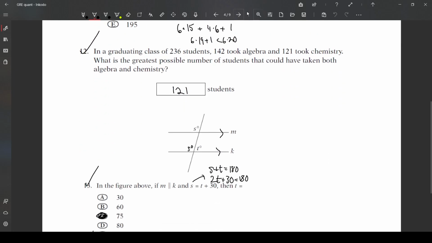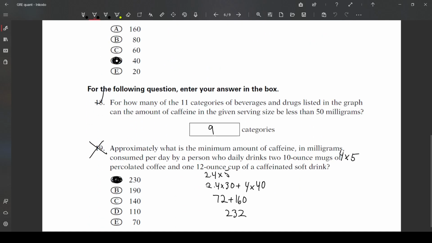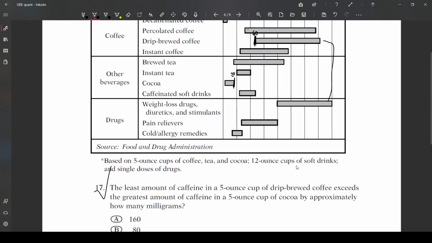Now there was one question I got wrong, which was with this data thing. It was over here. And the reason I was wrong is because here, with the 12-ounce cups of caffeinated soft drinks, in this little footnote, the cups of coffee are 5 ounce, and the soft drinks are 12 ounce, and then these are single doses or whatever.